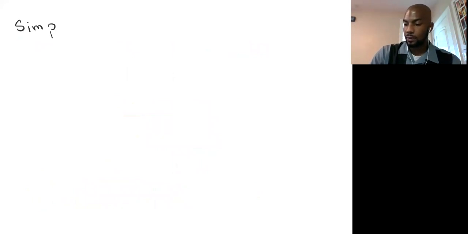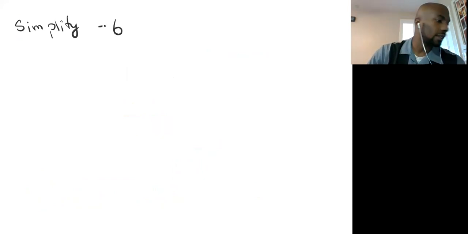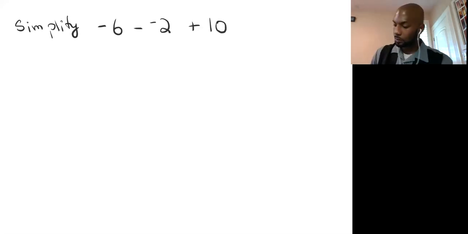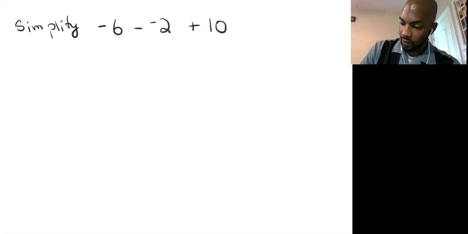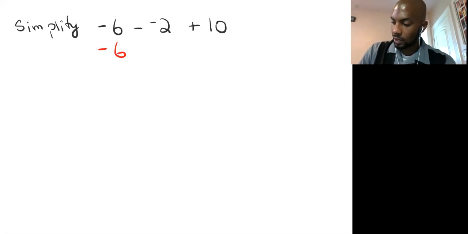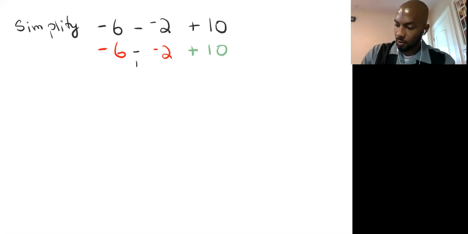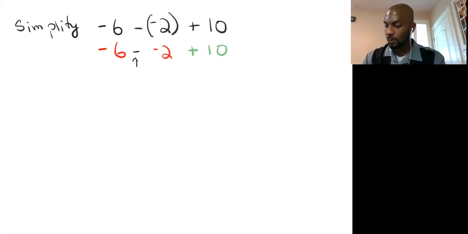I've got simplify, and I say, all right, -6 minus -2 plus 10. Ooh, we've got something interesting now. Let's see what happens. Let's rewrite the negatives. -6 minus 2. Let's write the positives, +10, and let's put in the operation symbols. I made that negative an operation symbol because I assumed that this negative belonged to that 2. Okay? So let's see what's going on here.